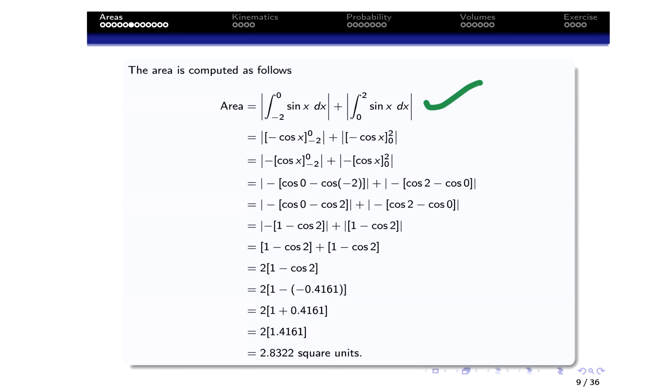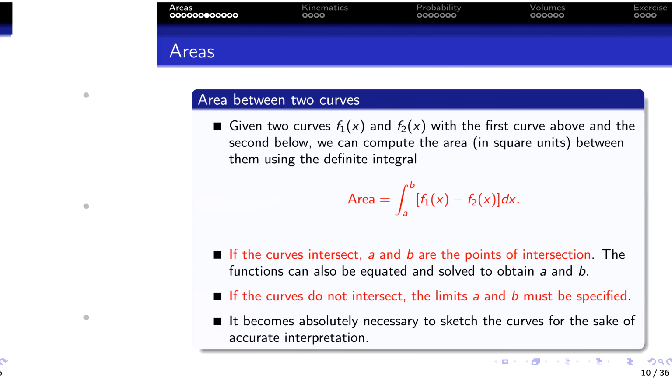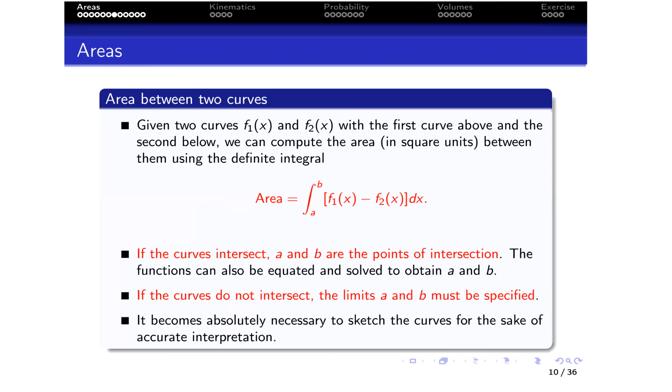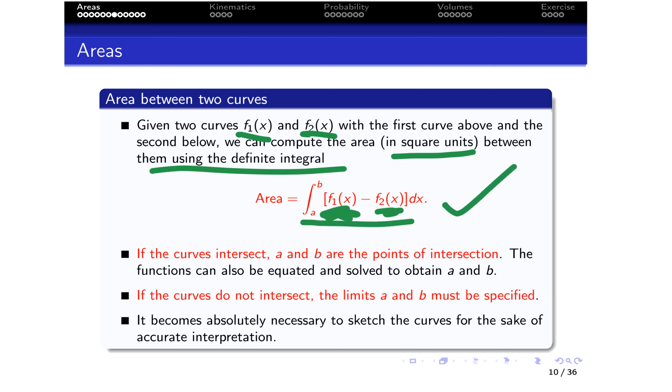Okay, so now sometimes you also need to talk about area between two curves, right? Given two curves f1 of x and f2 of x, with the first curve above and the second below, we can compute the area in square units between them using the definite integral. Now, how do you know which one is above? You have to sketch the curves so you can know which one is above and which one is below. Whichever one is above will come first, then minus the one that is below, and then you do the integral between a and b. A and b are the points where they intersect. So if the curves intersect, a and b are the points of intersection. And sometimes to get the points of intersection, you may need to solve for f1 of x.